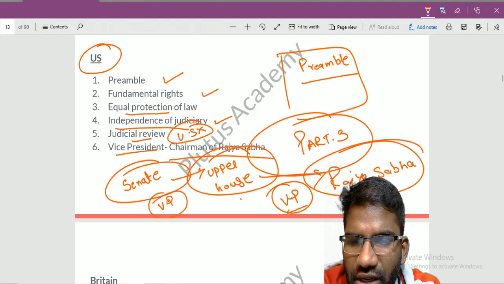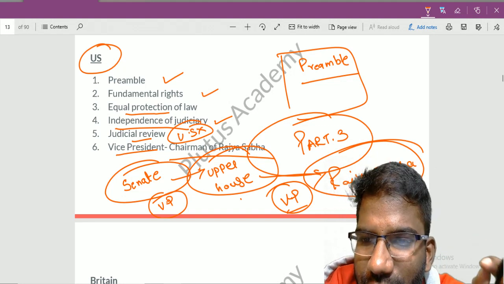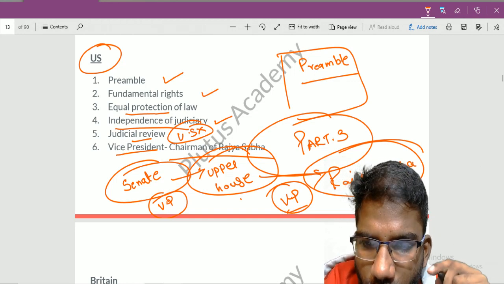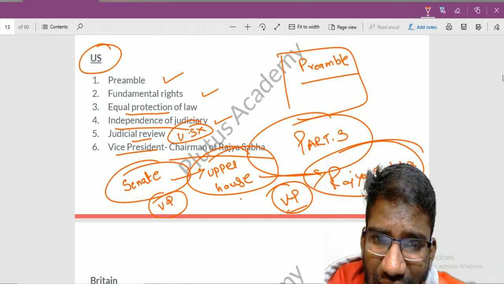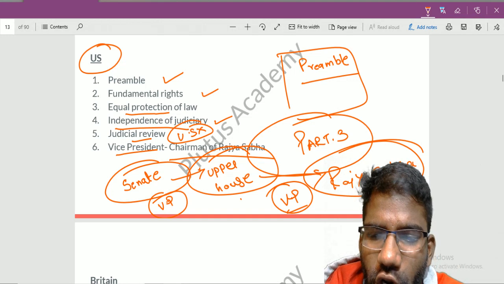So we have come to the conclusion that all these aspects, like the preamble, fundamental rights, equal protection of law, independence of judiciary, judicial review, and the vice president as chairman of Rajya Sabha or upper house, have been taken from the United States of America's Constitution and put into the Indian Constitution.